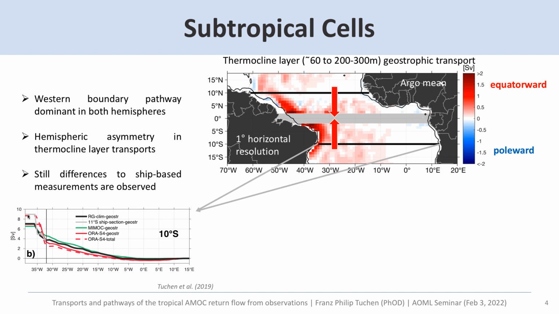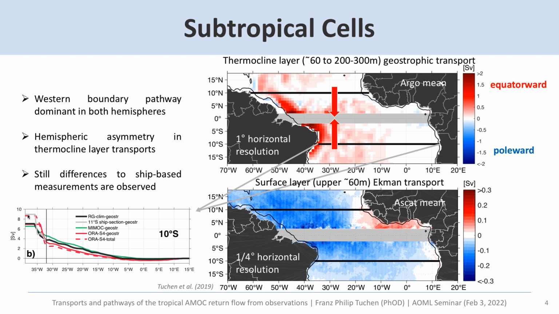So we concluded that the Argo data is still struggling to reproduce the circulation at the western boundary, and it has to be taken with caution. And just to show you the upper part or the upper branch of the subtropical cells, this is now Ekman transport calculated from zonal wind stress from the SCAT data with a 1/4 degree horizontal resolution. And again, blue means poleward transports.